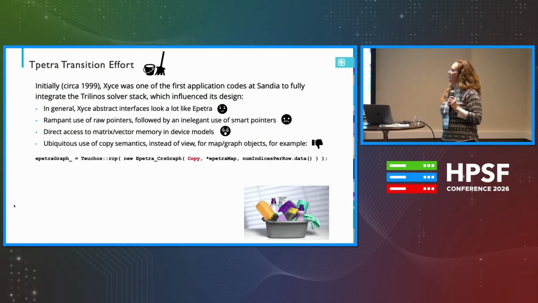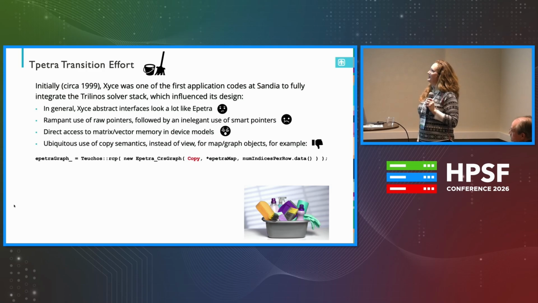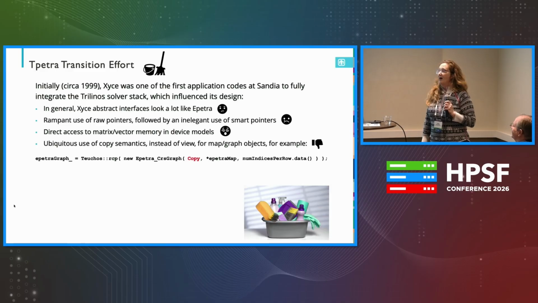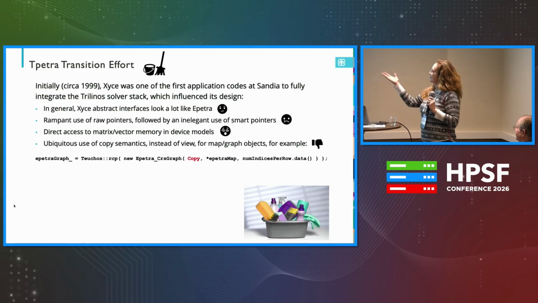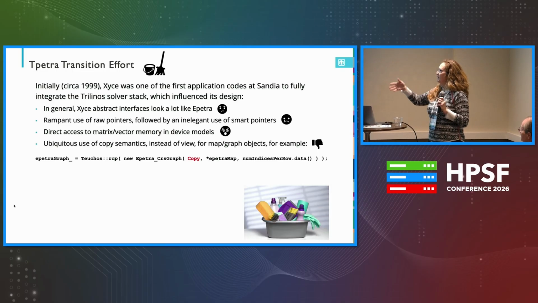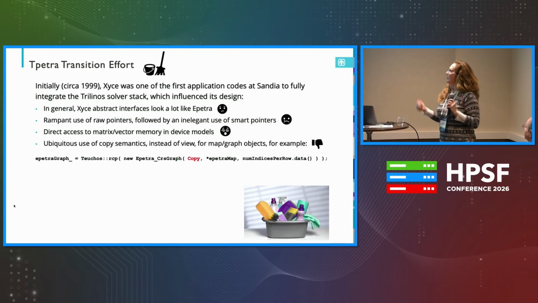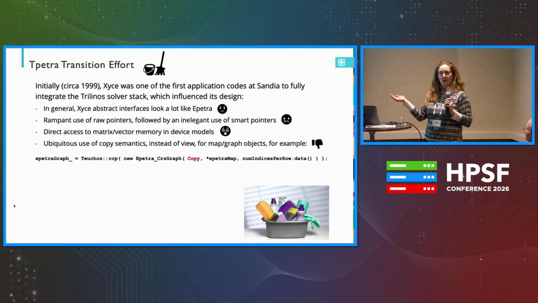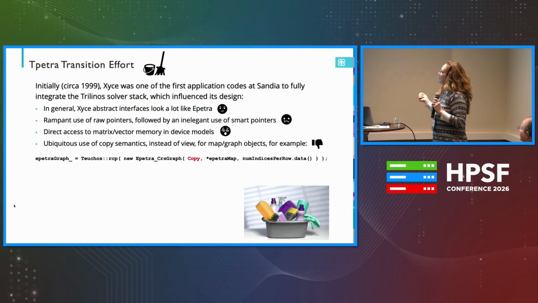Yeah, ubiquitous use of copy semantics in T-Petra for map and graph objects. So T-Petra allowed the use of an argument where you could say copy or view. You could hand it a graph, a matrix, or a map, and tell it whether you wanted it to copy that object or view that object. T-Petra says it's a ref count pointer, we're just viewing this thing. Yeah, Xyce liked a lot of copies, it turned out.